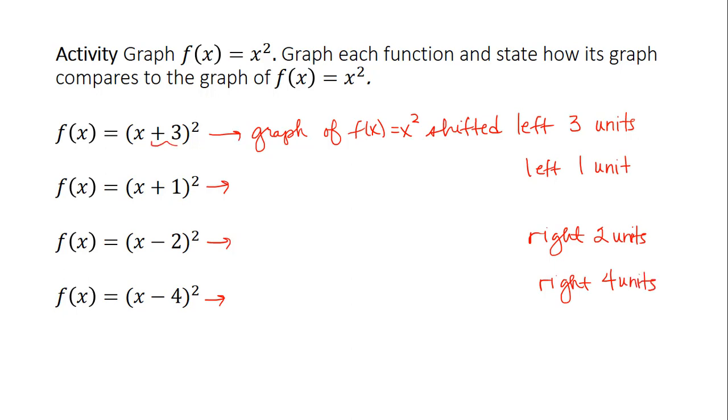So if we have a plus 3 and went left, plus 1 and went left, minus a number both went right. So the inside change is impacting the x value, which is shifting it left or right.